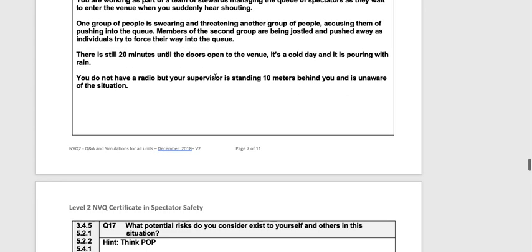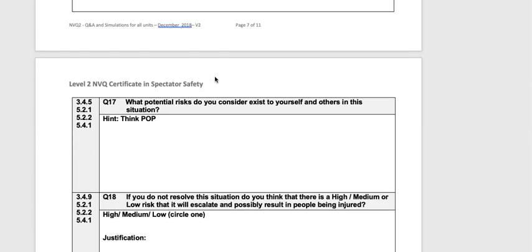So think POP. So what's POP? People, objects, places. So how many people are there? What are the objects they've got? What you've got to remember for this one is that they are actually outside the venue, so they would not have been searched. So you don't even know what's on them. You don't know if they have an illegal weapon or a prohibited item on them, because they have not gone through that search process, okay? And obviously the place, they're in the rain.